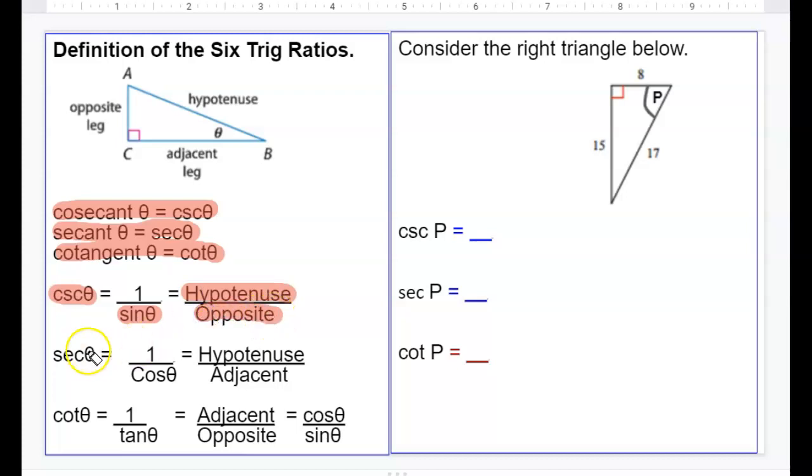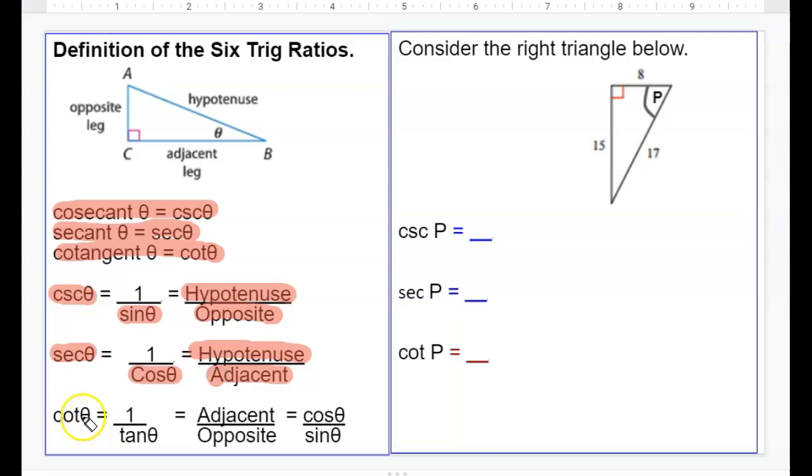Okay. Now for sec theta, by definition, it is 1 over cos theta. So we know that cos theta is what? Adjacent over hypotenuse. So 1 over means you flip it around. So we'll have hypotenuse over adjacent.